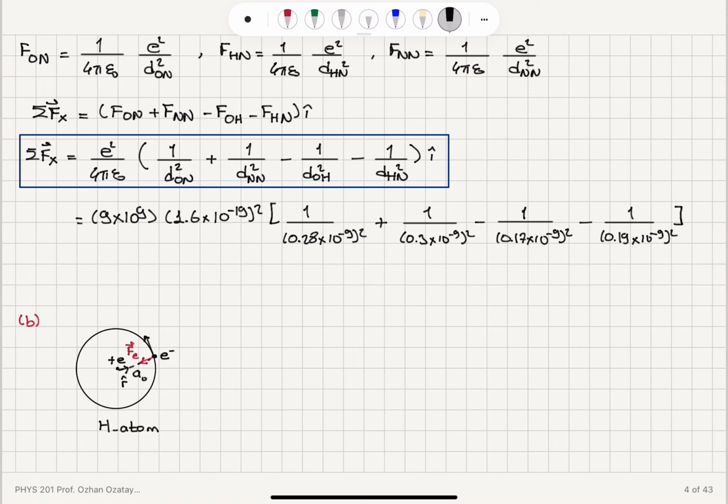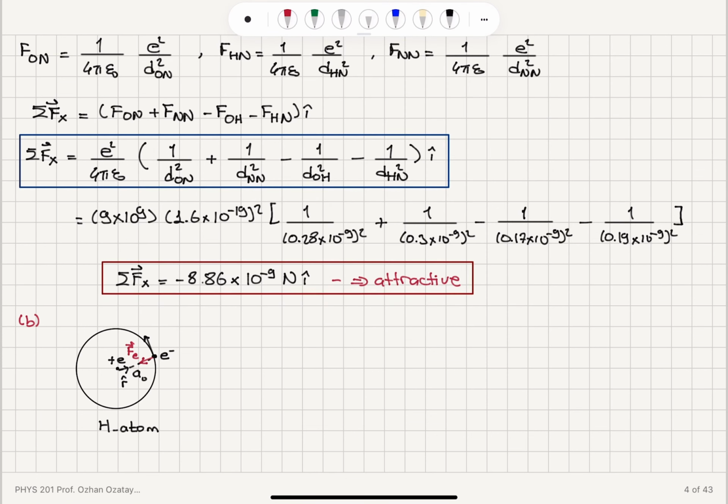All right, and if you do the math here, the net force on the x-axis turns out to be minus 8.86 × 10^-9 newtons i hat, and the minus sign basically indicates it's in the minus i hat direction, that this is an attractive force that develops between these two molecules. It is the bonding force between these two molecules.